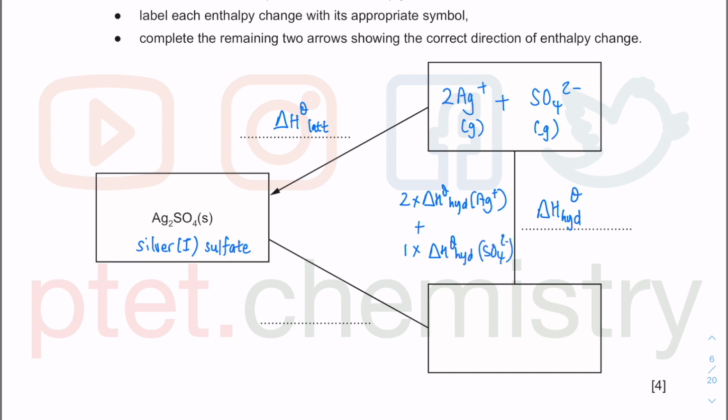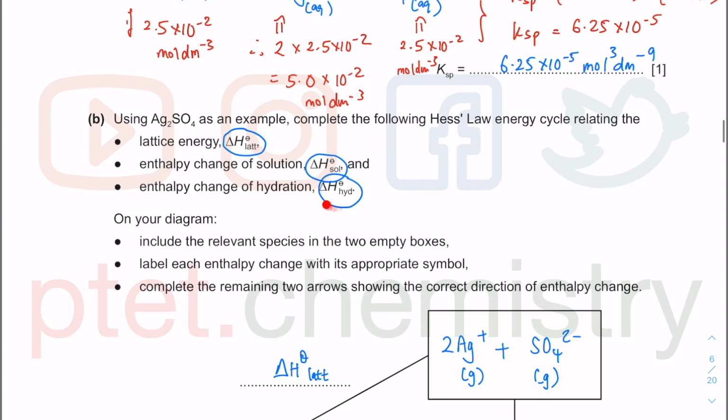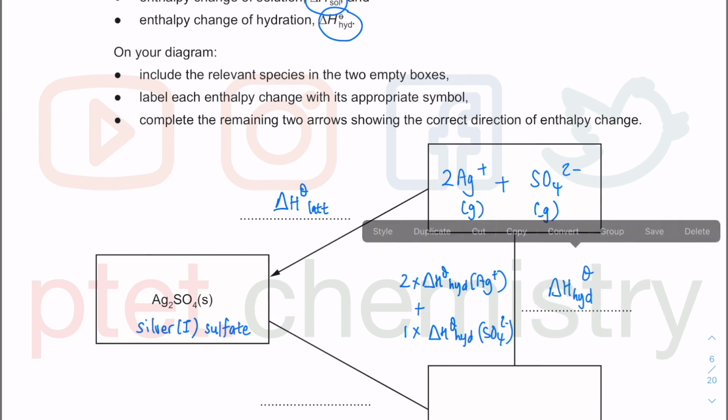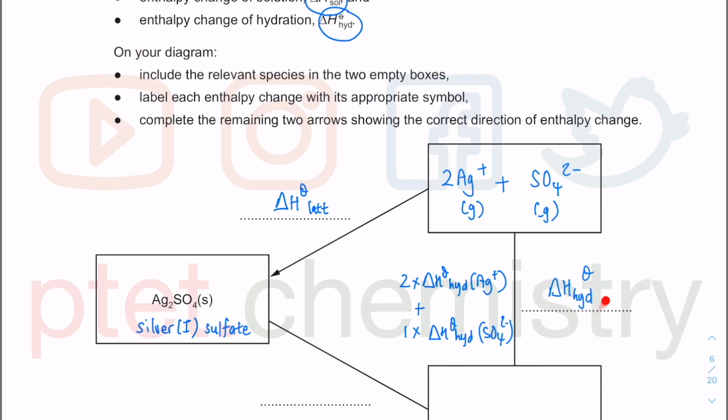Now, why do I write this here? Because the question did not specify hydration of cations or hydration of anions. They just said enthalpy change of hydration. Using this as an example, complete it relating these 3. So based on the question, we are only given this expression, not a value. So I've just written down this expression, but I know this one here is represented by this whole thing there.